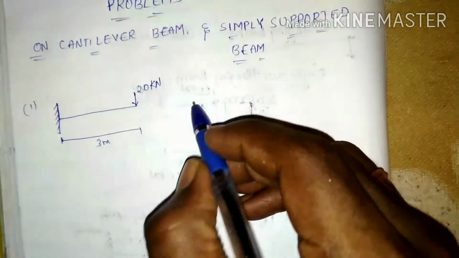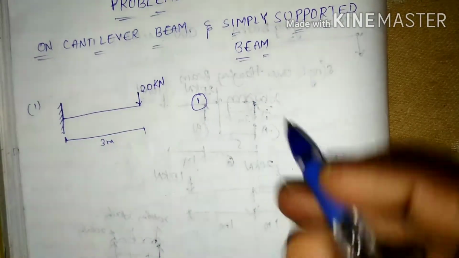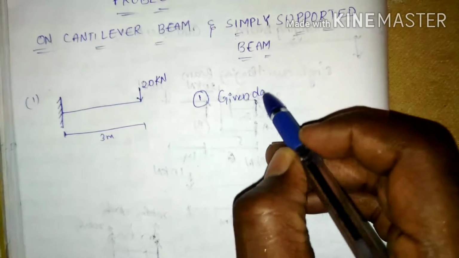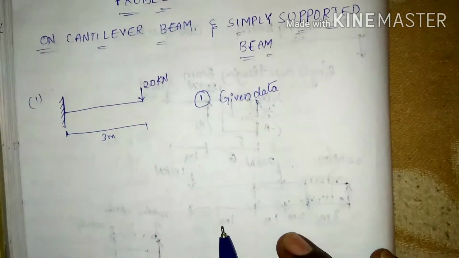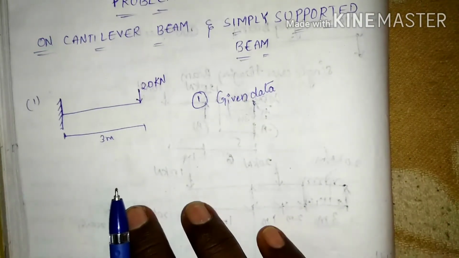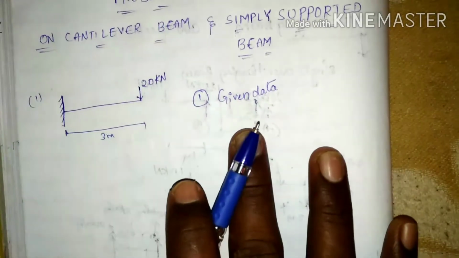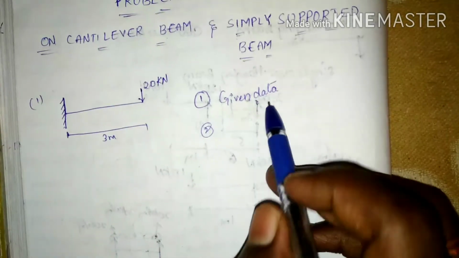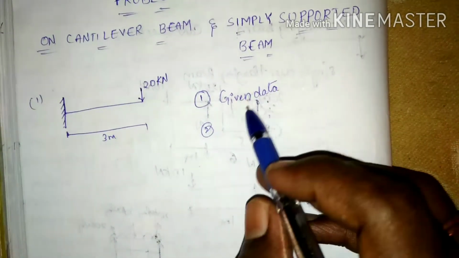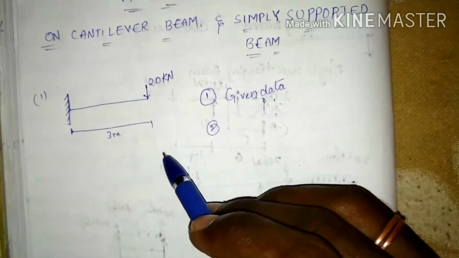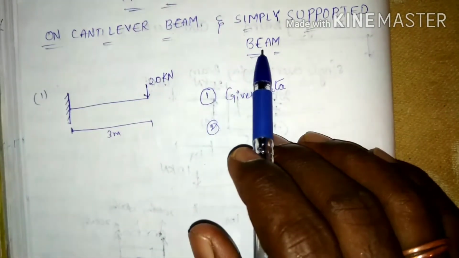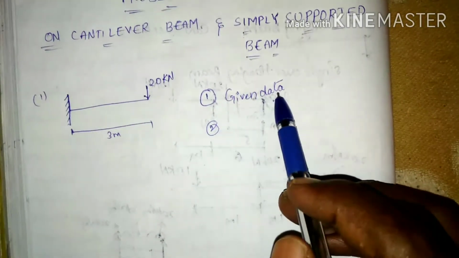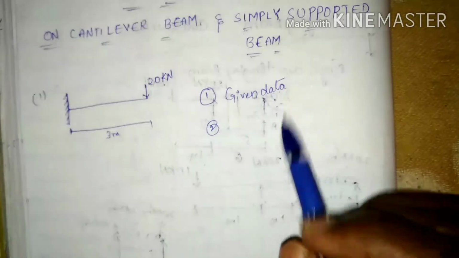Here, how to solve the problem. First step, we have to write the given data. We have to know what is given in the question and in the diagram. Next, in the given data, we are going to write which beam it is, either cantilever, simply supported or overhanging beam.